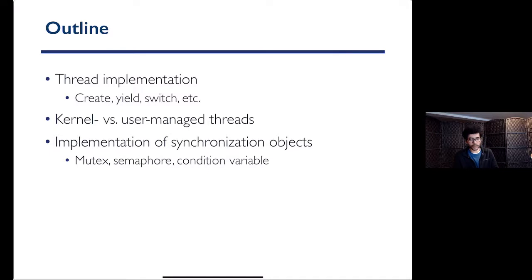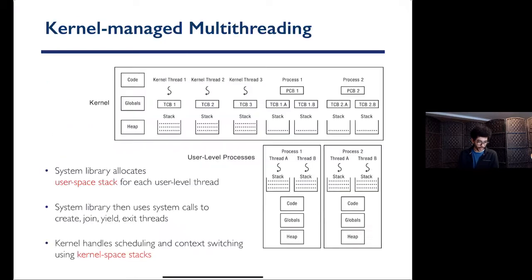Once we're done with that, we'll start talking about kernel versus user managed threads. And once we're done with these two topics, I'll start talking about how we can implement these synchronization objects, the objects that we learned how to use: mutex, semaphore, and monitor. How can we implement them in operating systems? Okay, so let's start with kernel managed multi-threading.